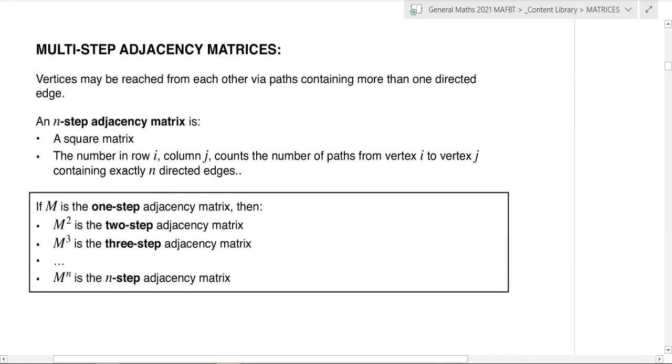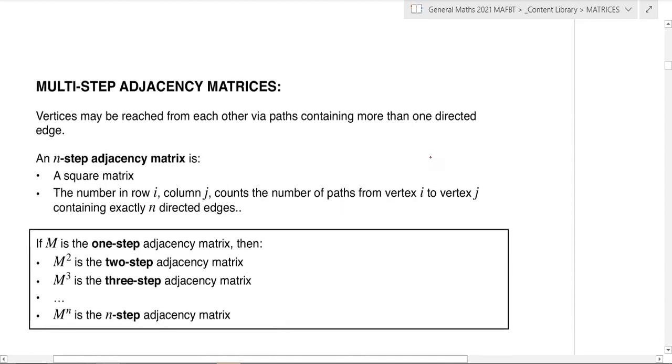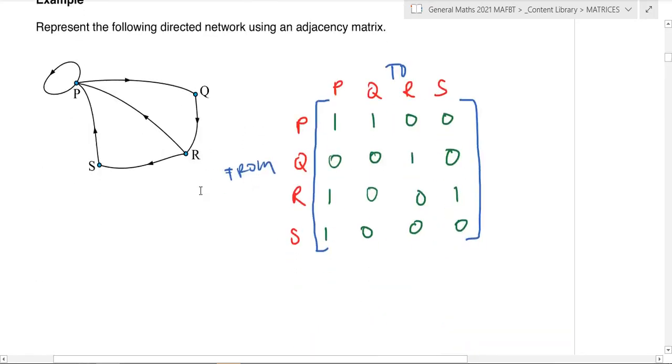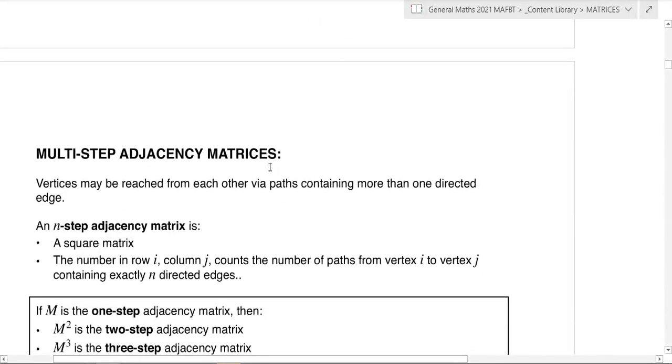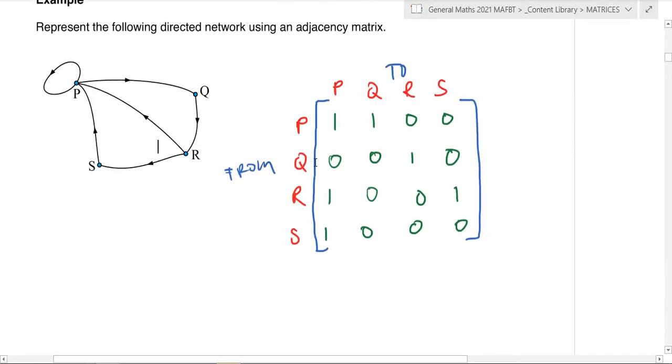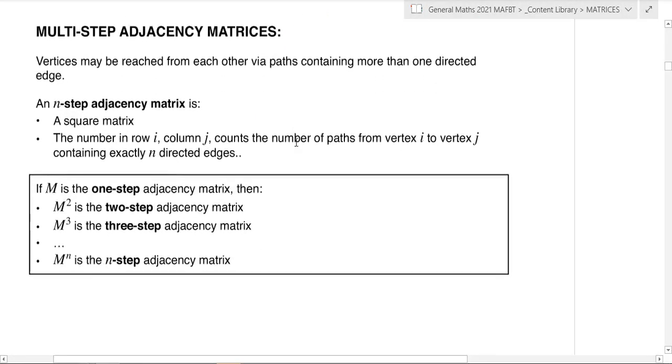So an n-step matrix is the same. It's going to be a square matrix. That doesn't change. And the number in row I, column J counts the number of paths from vertex I to vertex J containing exactly n directed edges. What that's saying is basically the same as before. It's going to be from-to, but now the multi-step matrix is telling us how many multi-step paths there are, whether it's 2 steps, 3 steps, or 4 steps from this vertex to the other vertex. We'll see that in practice here.